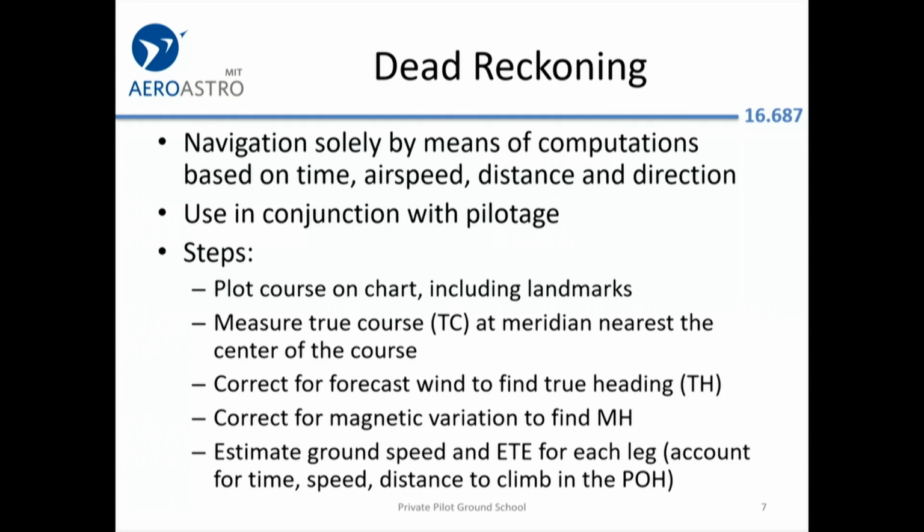So the procedure is just as I said. You plot the course on the chart. You measure the true course. So let's say you're going straight north, that's going to be 0. Then you correct for the forecast wind to find the true heading. Then you correct for the magnetic variation, because remember, your in-aircraft sources are magnetic heading, not true heading. And finally, you're going to estimate the ground speed and estimated time en route for each leg.